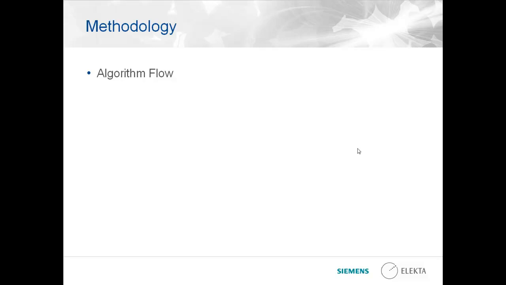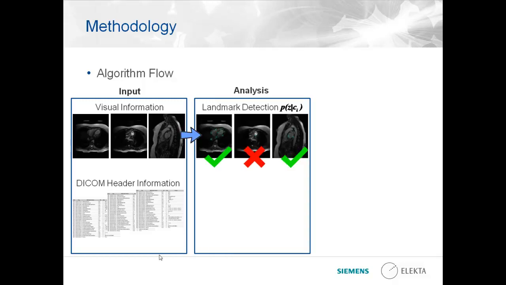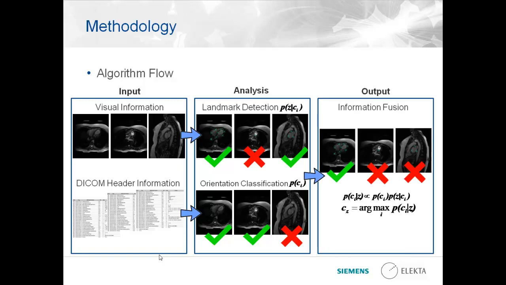That's how our algorithm works. So the input of the system is some visual information and DICOM header information associated with those images. The analysis includes 2 parts. The first part is a learning-based landmark detection algorithm that is used to analyze the visual information. It will produce a probability of the classification depending on how many landmarks are detected. And the second part is based on the orientation information from the DICOM header. It also produces a probability of the classification. And we combine these 2 pieces of information together in a Bayes framework for the final classification.